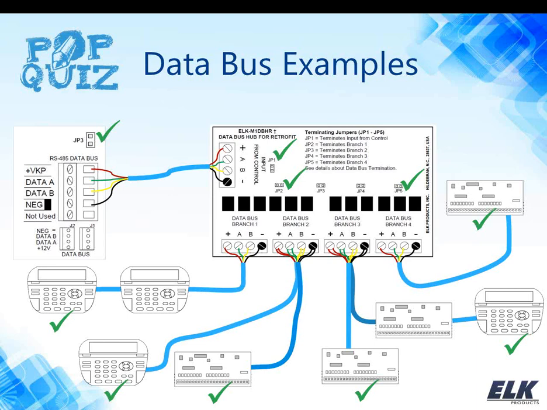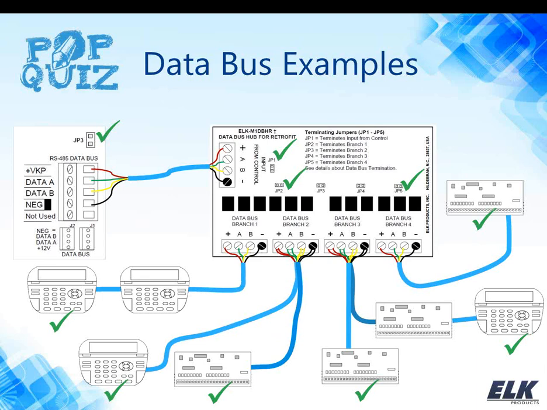Now, one thing that I will mention with this particular retrofit hub that we're looking at, because it is an active hub and each branch is like a mini data bus, the 4,000 feet actually applies to each branch of this hub.